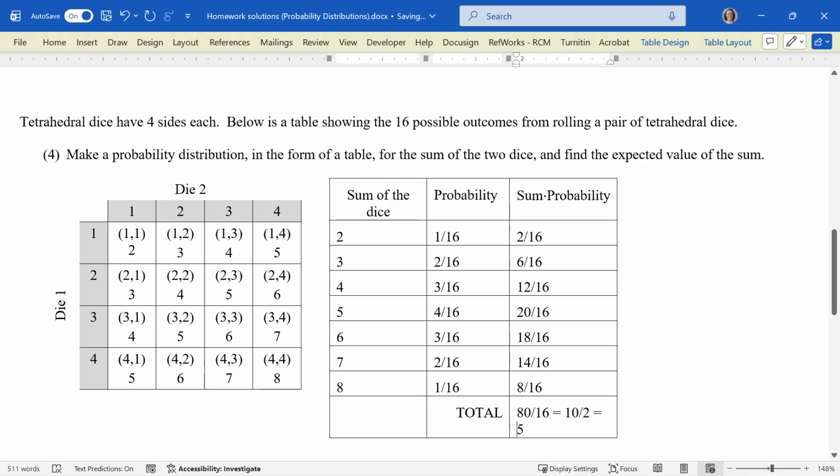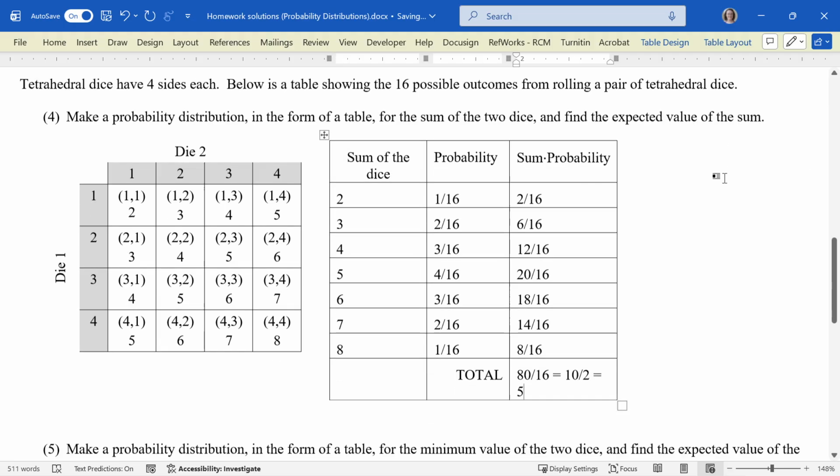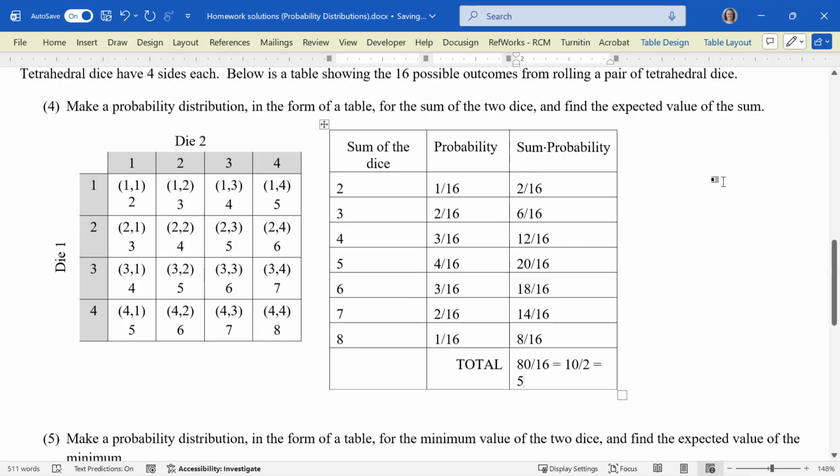Your expected value, remember, is an average, so it cannot be outside of the range of the possible sums. It has to be between 2 and 8. Okay, so we did that.